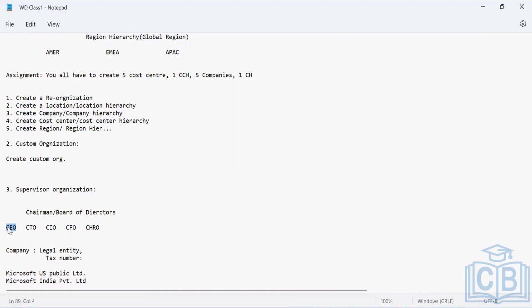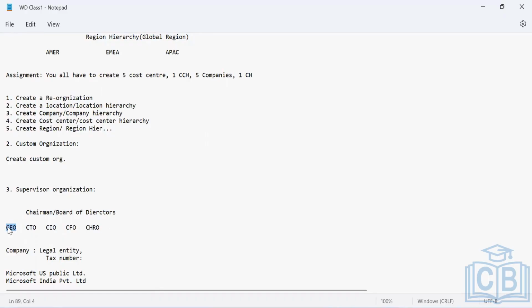You have to take care of recruiting, you have to take care of your benefits, you have to take care of the payroll, then you have to take care of HR operations. Within HR operations also, there could be further bifurcations. There could be subdepartments. In that way, every department will have a supervisory organization base. This is the concept of supervisory organization.